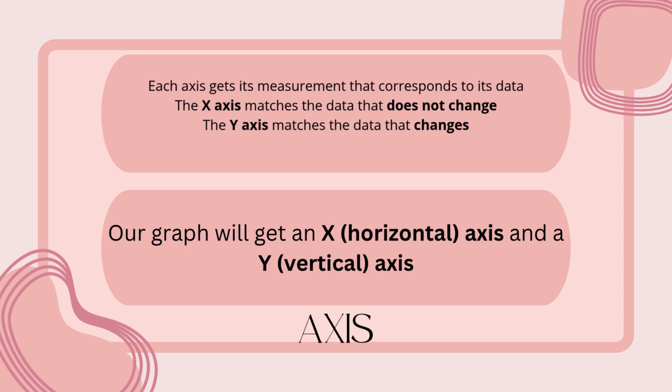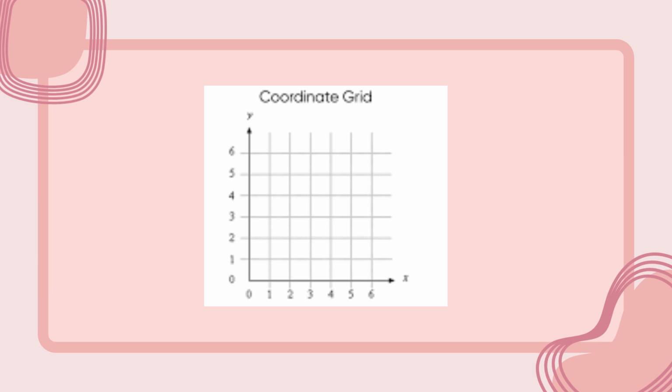So to start with our axes, each axis will get its measurement that corresponds to its data. So the x-axis matches the data that does not change, and the y-axis matches the data that does change. Our graph will get an x-axis, which is horizontal, and then a y-axis, which is vertical. And then this is kind of what the coordinate grid will look like once we have our x and y-axis labeled.